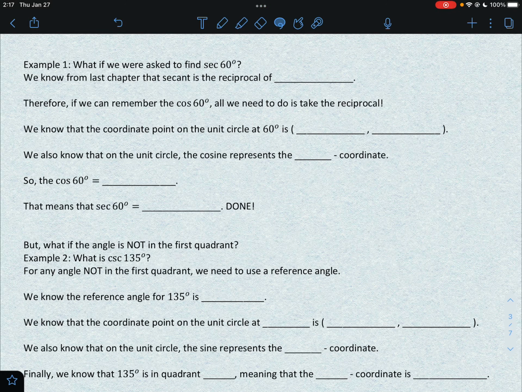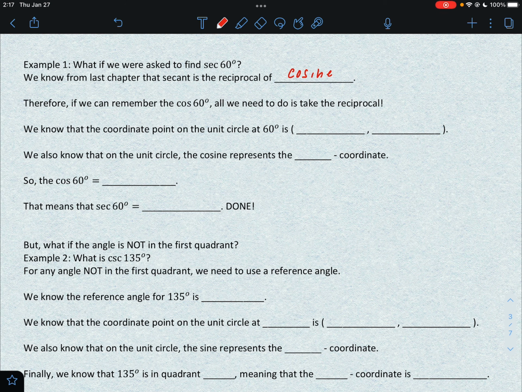Example 1 today. What if a question asks us to find the secant of 60? All right, here's our thought process for this one. We know from last chapter, secant is the reciprocal of cosine. So it's 1 over cosine. So if we can just find cosine 60, all we've got to do is flip it over.